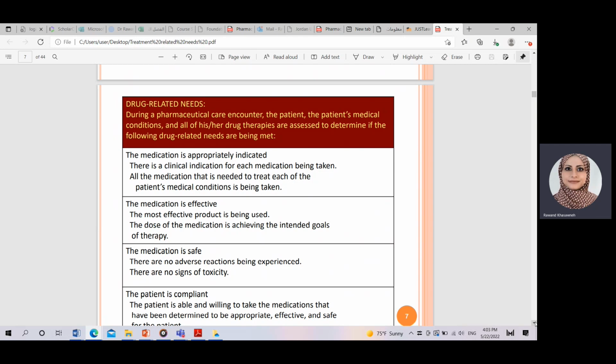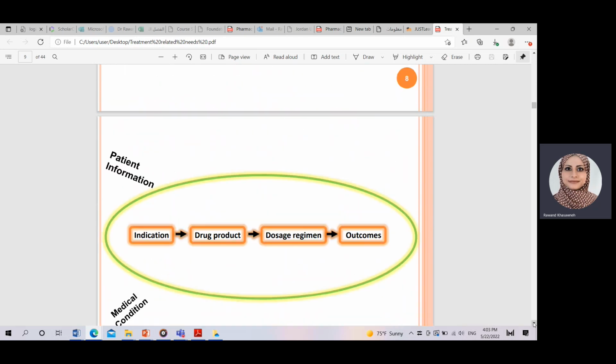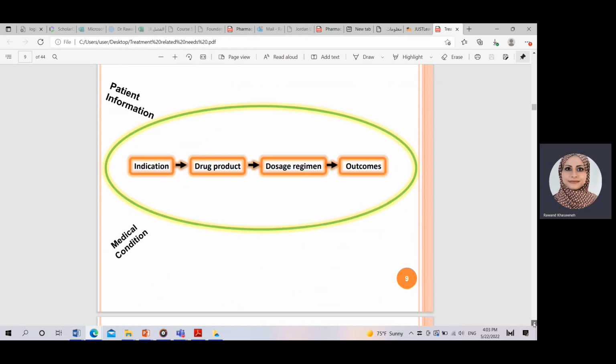All drug therapy decisions require three basic types of information. So we need to know information about the patient. Besides, we have to know details about the medical condition, so we have to know about the disease, the indication of the used medication. And then we have to know information and details related to the drug. So what kind of drug is prescribed, what is the dose of the used medication, frequency, and duration.